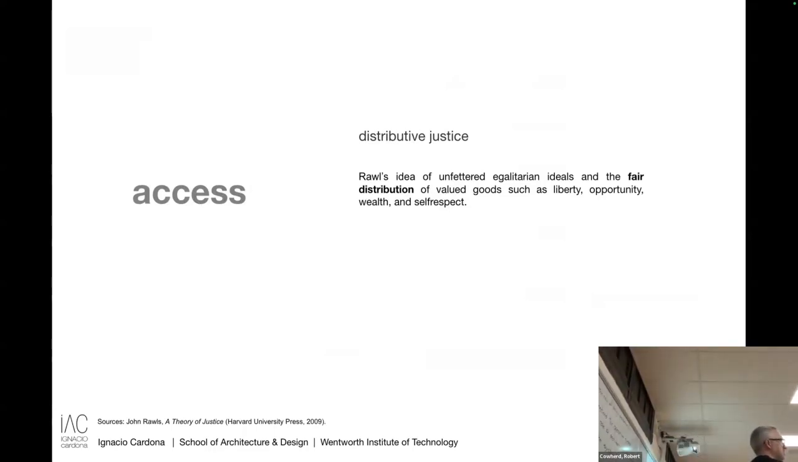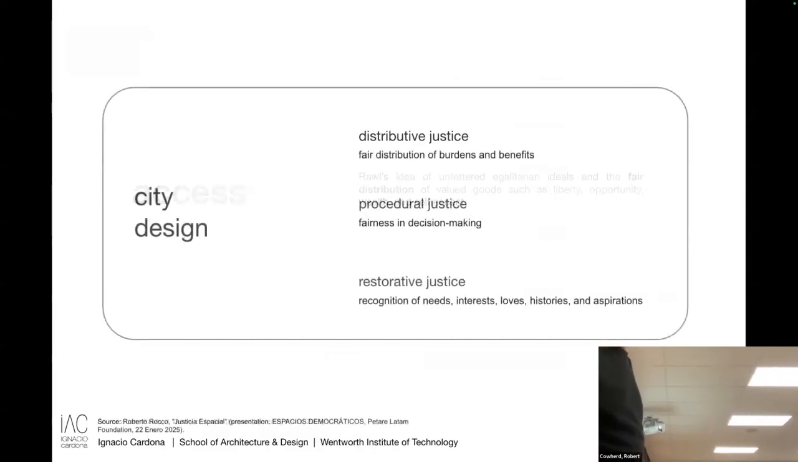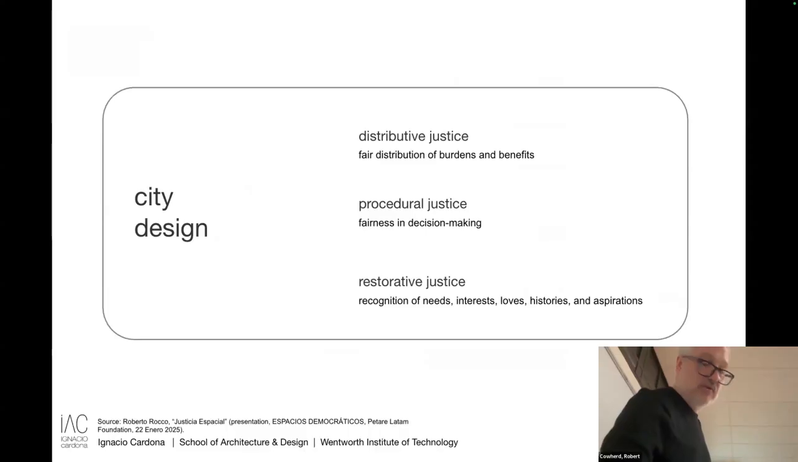And this is a transformation of Rawls' idea of distributive justice. So in space, how can we have a fair and valued distribution of goods and opportunities in the city for everybody? Come on, this is your theory. Justice, you have different types of justice. In order to design a city, you have distributive justice, the way we design. But in order for this to happen, you have to create fair decision-making, participatory design.